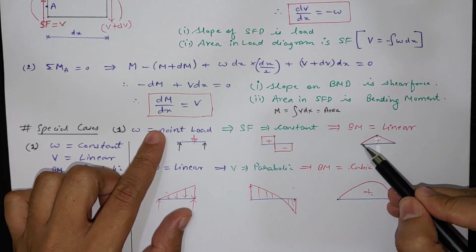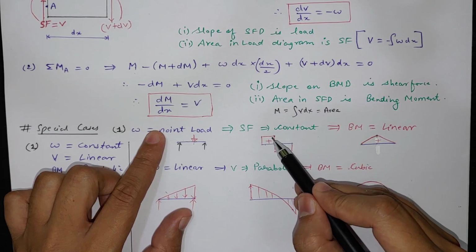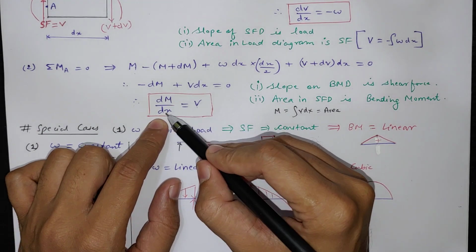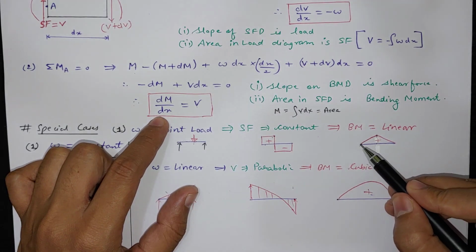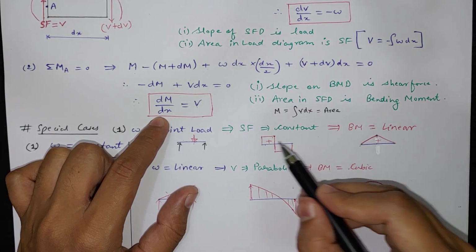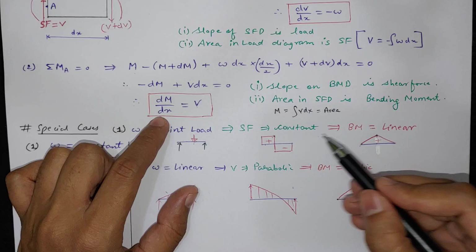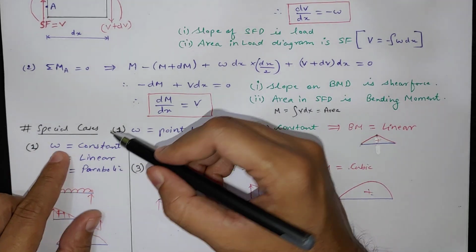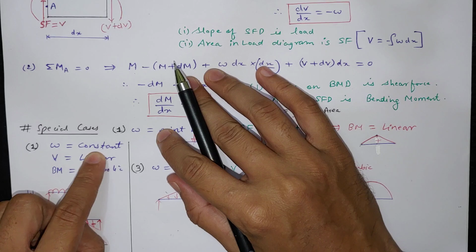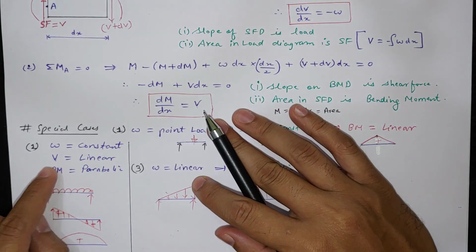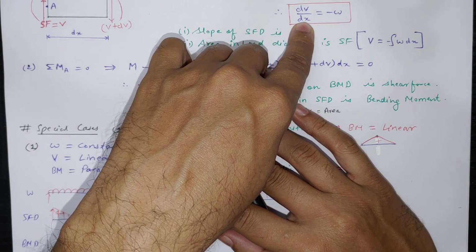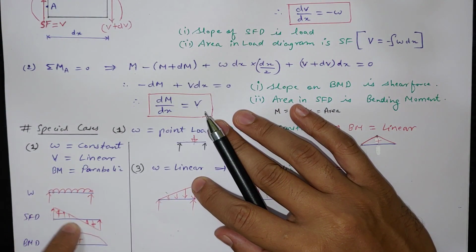And if you see this, shear force is constant. If this is constant, then dM/dx, which is the slope, should be constant. So this is a constant linear slope: shear force value is constant, so here the slope should be constant. Similarly for the second case, if w is constant, uniform, then the slope is constant. So here the slope is constant for shear force.